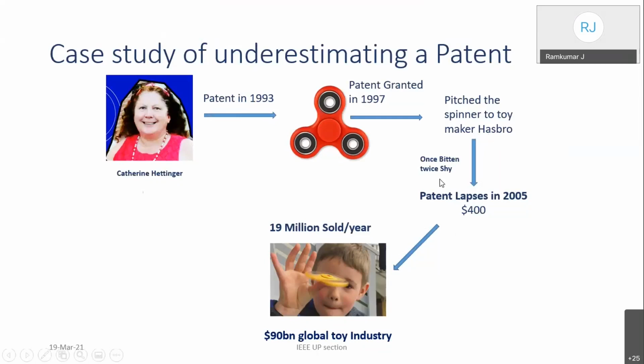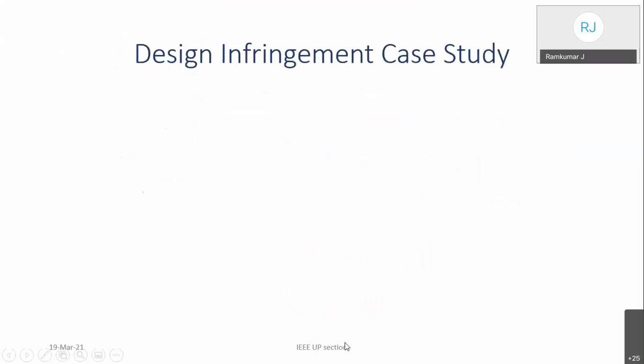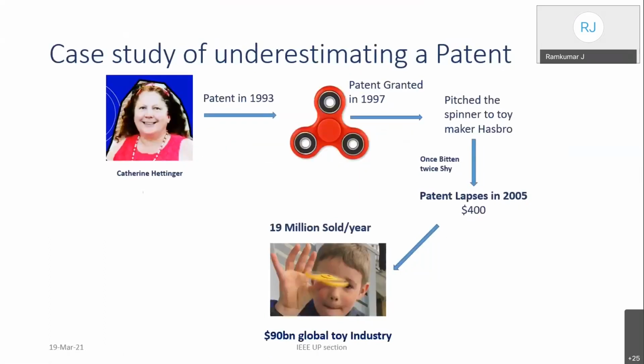So once bitten, twice shy. The patent got lost in 2005, as the renewal was for $400. Today the same fidget spinner is sold, about 19 million devices per year, and the business they are talking about is $90 billion for the global toy industry alone. So this is how you underestimate a patent.